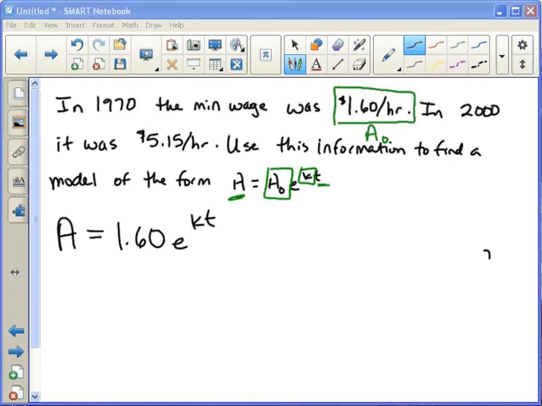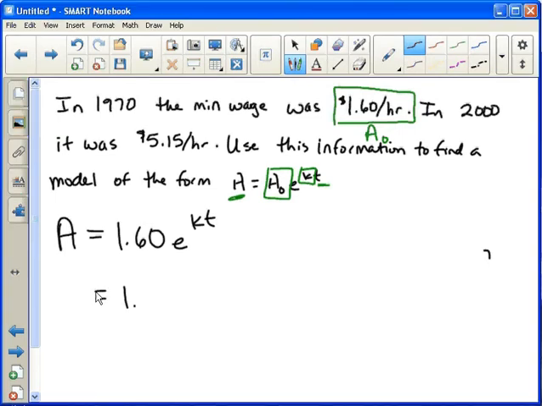Now we need to use the other pieces of information we're given in order to solve for the k. So we know in 1970, that's our starting point, we had $1.60 an hour as the minimum wage. And then it says in 2000, so that's 30 years later. So what I'm going to do is plug in 30 for my time. 30 years later, it was $5.15 an hour. So I need to plug in $5.15 as the minimum wage in 2000, which is 30 years after our starting point. So if you notice, now I have everything but k, so I can solve for k. So I divide both sides by $1.60.